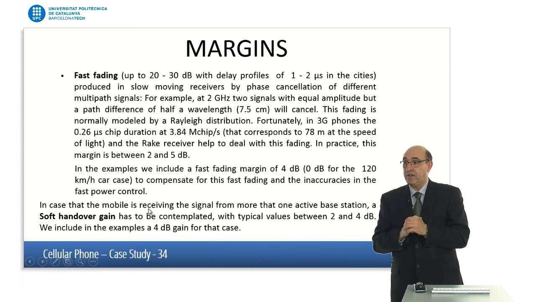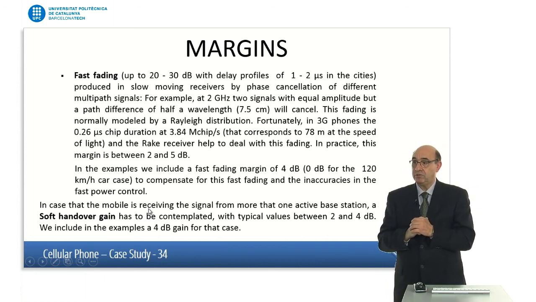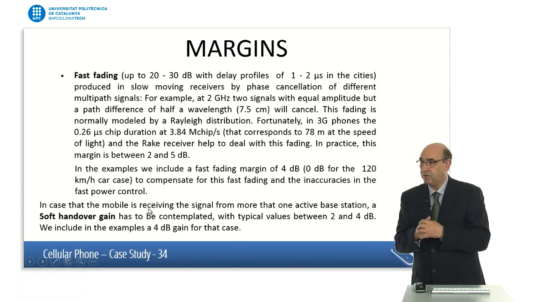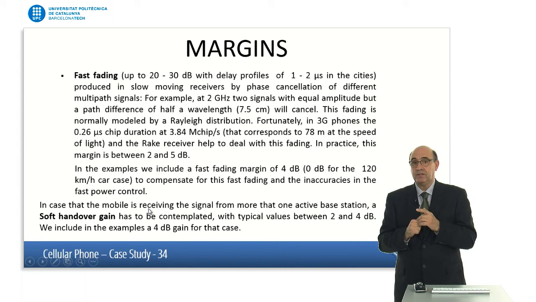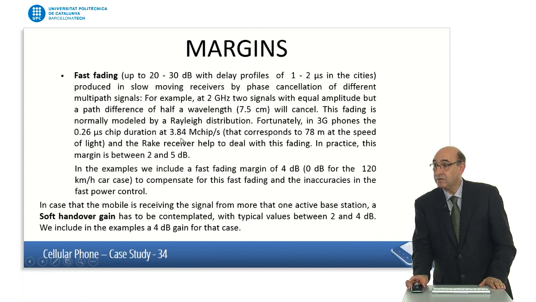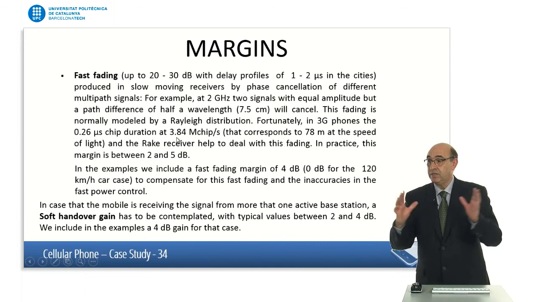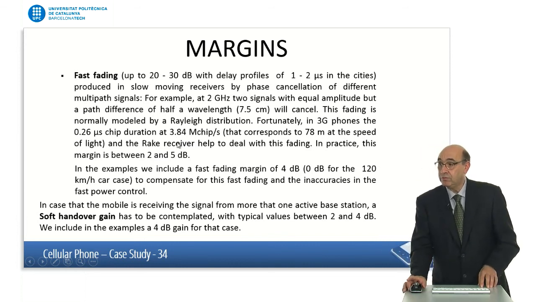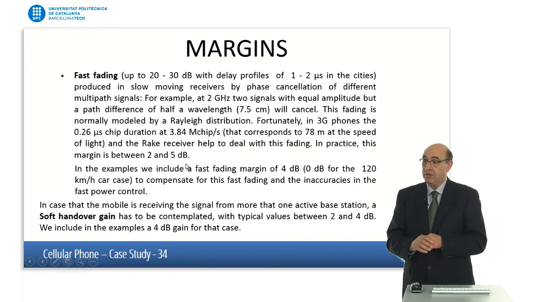This fast fading is normally modeled by a Rayleigh distribution. Sometimes Rice, but Rayleigh distribution is the most frequently used. But fortunately, in 3G phones, this is much easier to handle than in 2G phones. Why? Because the chip length, the code rate, which is 3.84 megachips per second, corresponds to 78 meters at the speed of light. This helps a lot and allows the receiver to deal with this fade, and in the end you may need only a margin of 2 to 5 dBs instead of the values that were normal in 2G phones.